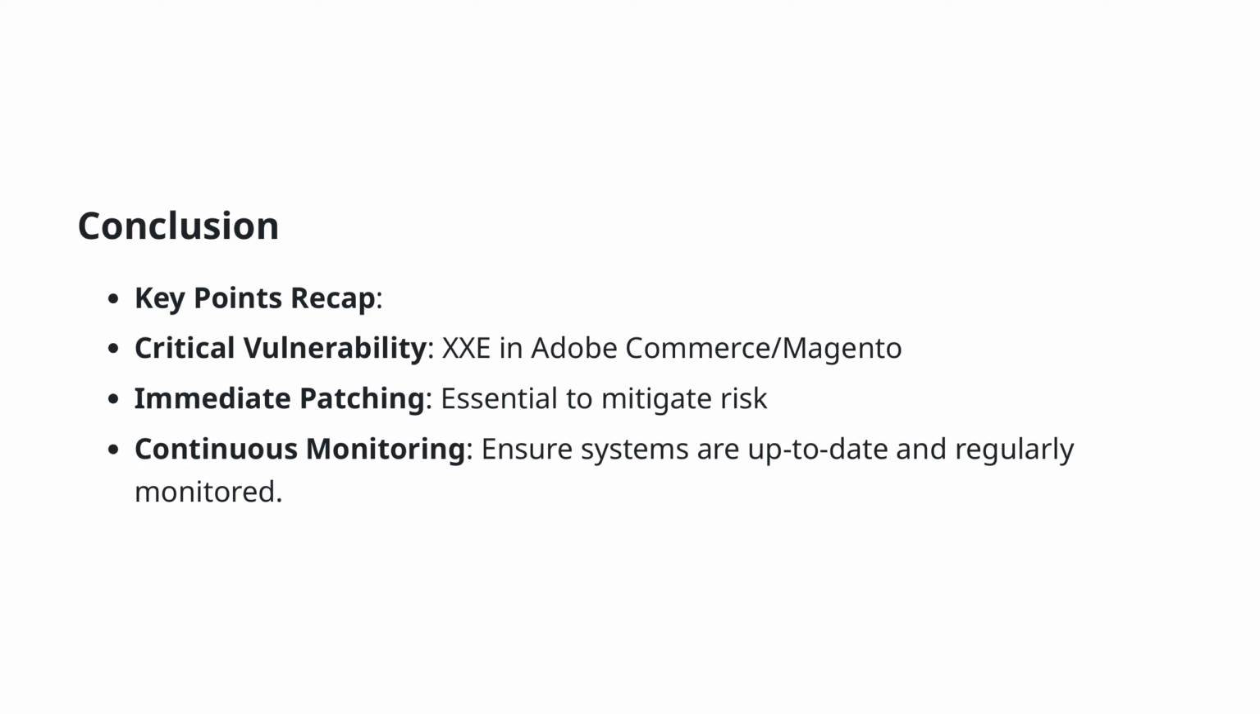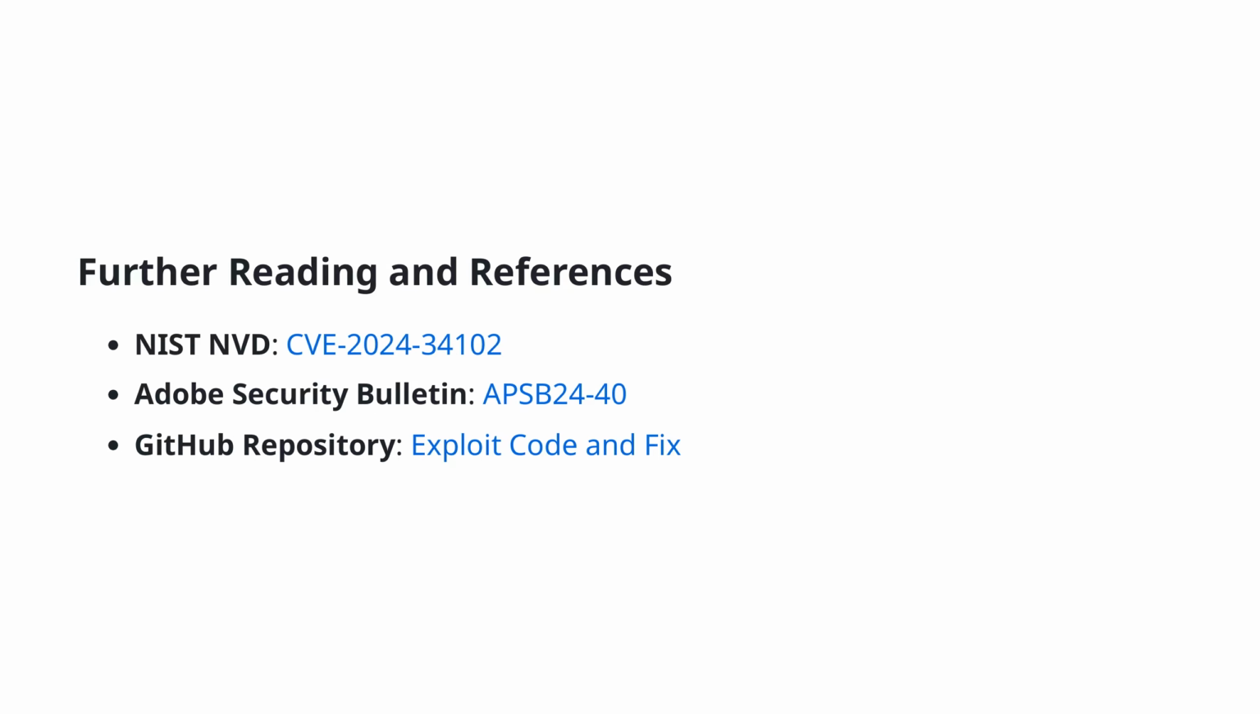2. Immediate patching. It's crucial to apply the latest security patch provided by Adobe to mitigate this threat effectively. Delays in patching can leave your system exposed to potential exploits. 3. Continuous monitoring. Ensuring that your systems are regularly monitored and kept up to date is vital. Continuous vigilance helps in early detection of any anomalies and the timely application of necessary security measures. These steps, immediate patching and diligent monitoring, are essential to safeguard your platforms from vulnerabilities like CVE-2024-34102.